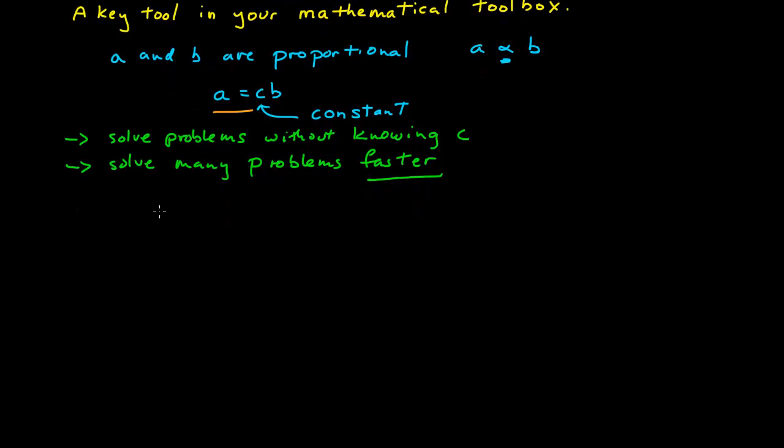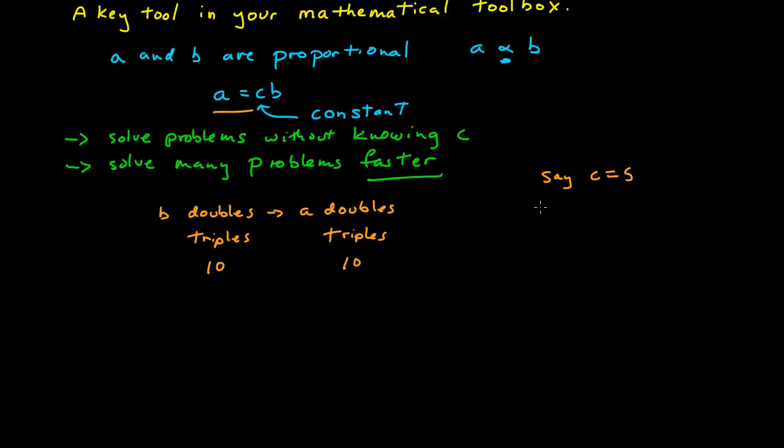It means, first of all, that, say, if B doubles, that implies that A doubles. And the same thing, if B triples, then A triples. If B goes up by a factor of 10, then A goes up by a factor of 10. Let's say, for example, that C is equal to 5.